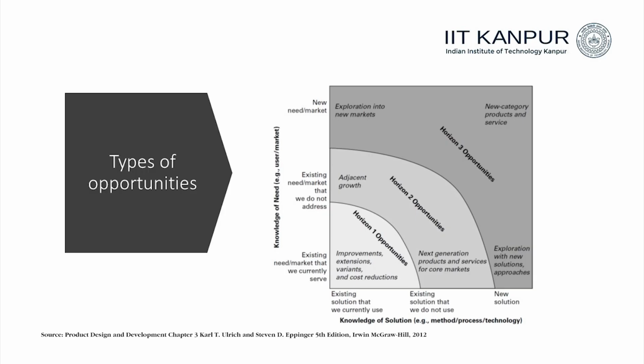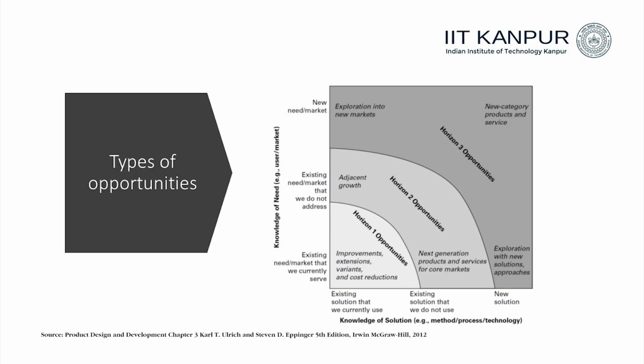What are the current manufacturing processes we have, what are the current technologies that we have? Using that to create some products is horizon 1 opportunities. So, that is usually improvements, extensions, variants, cost reductions. For instance, going from iPhone 14 to 15 is a small improvement, right? So, that is a horizon 1 opportunity: improvements, extensions, variants and cost reductions.